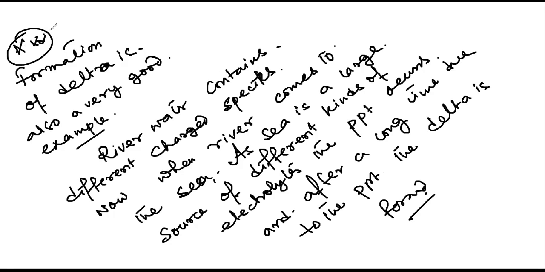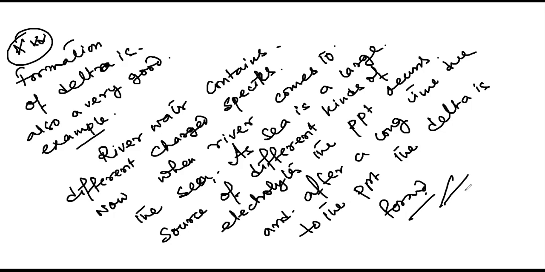River water contains differently charged colloidal particles actually. Seawater is a very big source of electrolytes. As soon as the river comes into contact with the seawater, coagulation or sedimentation takes place, and suspended colloid particles get sedimented, and the delta will be formed after a very long time. So this is the process by which the delta is formed when the river meets the sea.